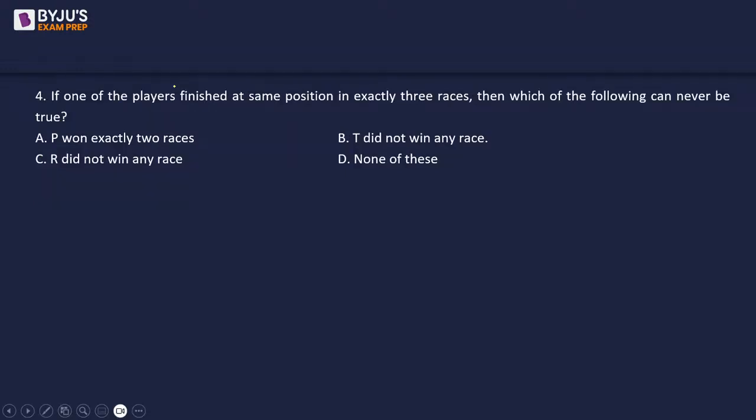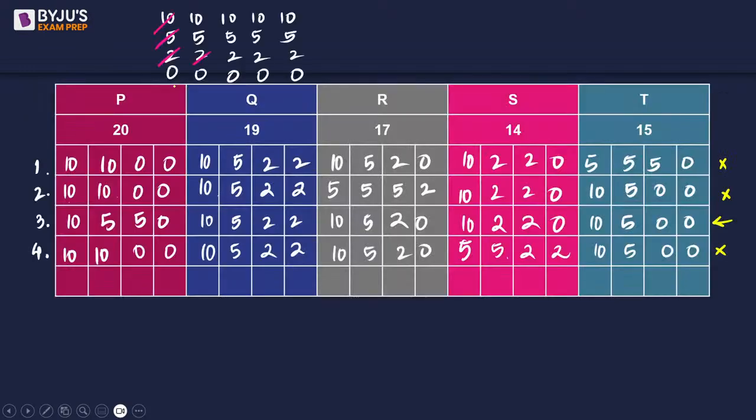Okay, next question. If one of the players finished at the same position in exactly 3 races, there is a comma. Let's take a pause and think about it. It means in that player's column we should be seeing the same number 3 times. Let's see in which player it shows up 3 times. In the first combination, we see 5 three times here. In the next one, it shows in R, in T, in R. In the third case, we don't see the same number written 3 times for any of the players. In the last one also we don't see it. So we are talking about scenarios first and second.